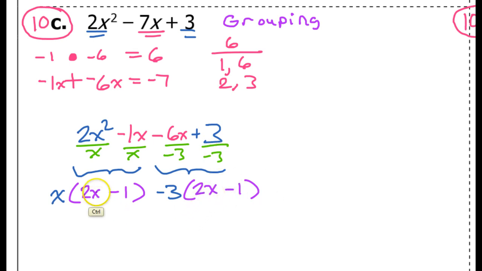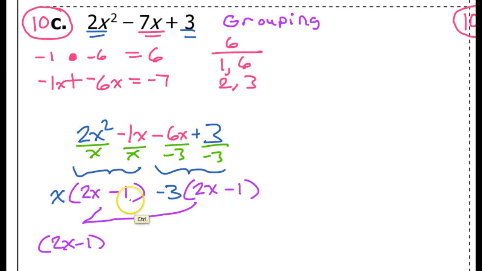Okay, so notice that the parentheses are the same. That means that 2x minus 1 is a common factor. So anytime we have a common factor, we take it and we put it out in the front. So I'm going to take both of these as 1 and put it in the front. So I will have 2x minus 1 in the front.